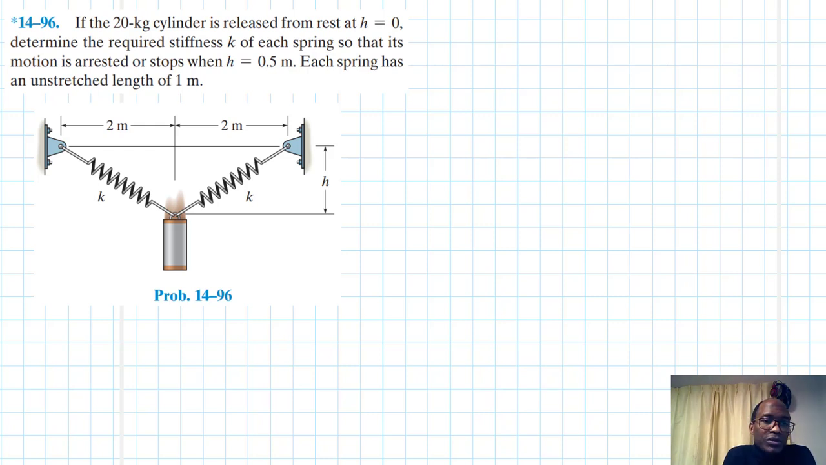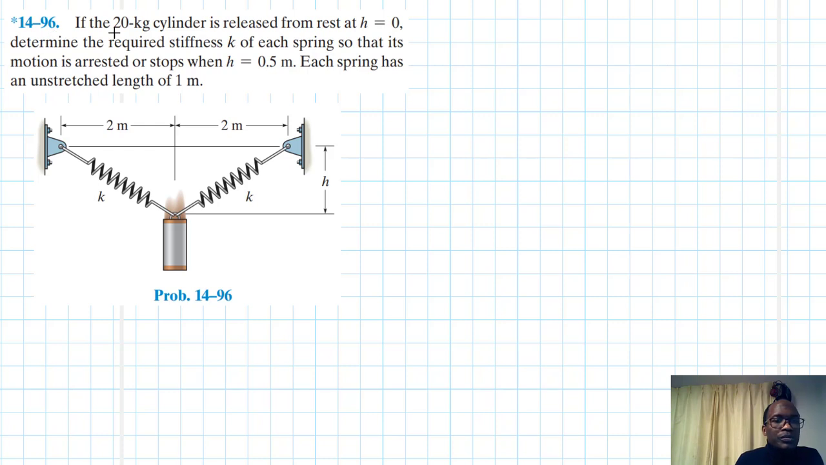The problem reads: if the 20 kg cylinder is released from rest at h equal to 0, determine the required stiffness K of each spring so that its motion is arrested, or stops, when h is equal to 0.5 meters. Each spring has an unstretched length of 1 meter.